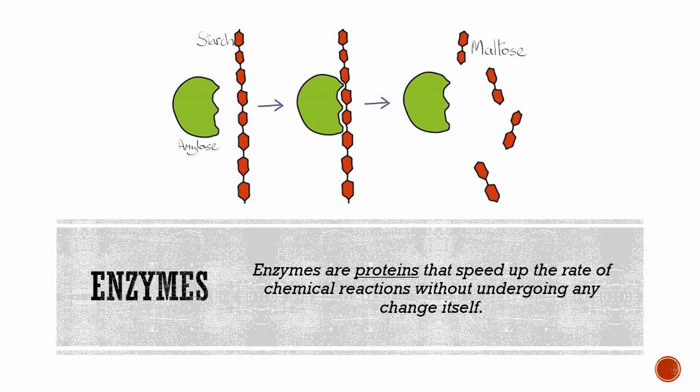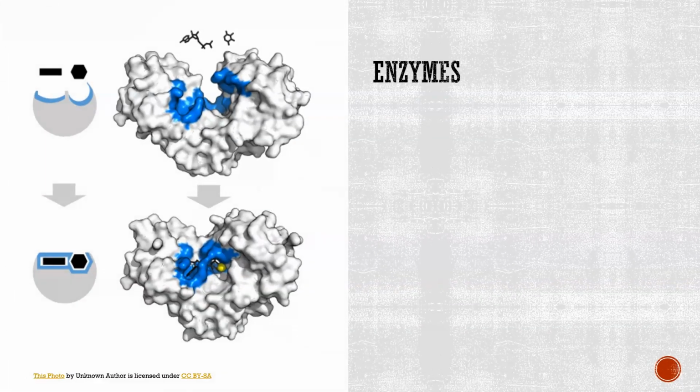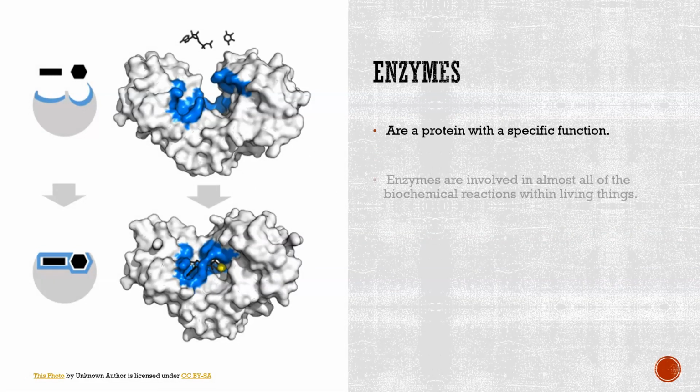Now, as I said, enzymes are proteins that speed up the rate of a chemical reaction without undergoing any change. So an enzyme is a type of catalyst. Enzymes, let's learn about them. They are proteins with a specific function.